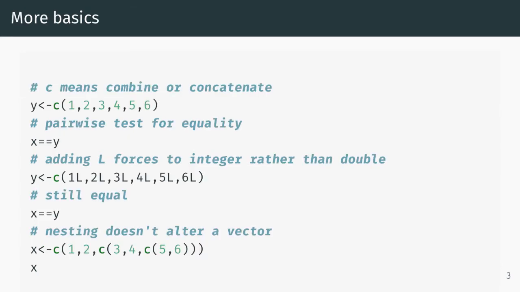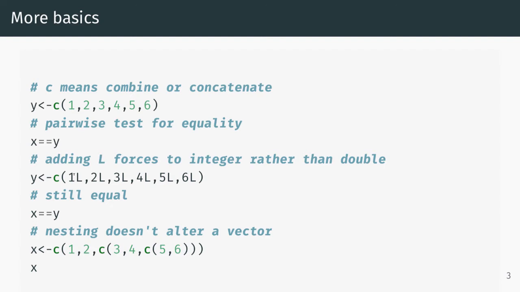The c function means to combine or concatenate into a vector. And so this vector y is the same thing now as x. This gives us the same result as saying seq 1 through 6. And if we test for equality, the test will return 6 copies of the word TRUE, because 1 is equal to 1, 2 is equal to 2, and so on through the list. So typing this expression into R will give us the word TRUE repeated 6 times.